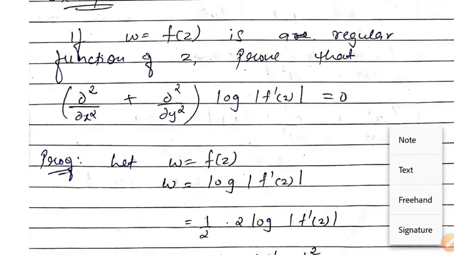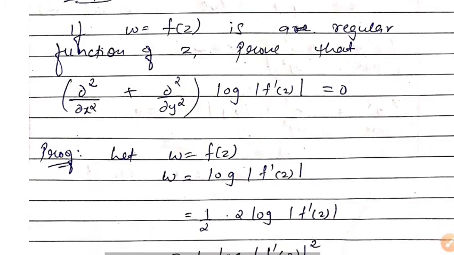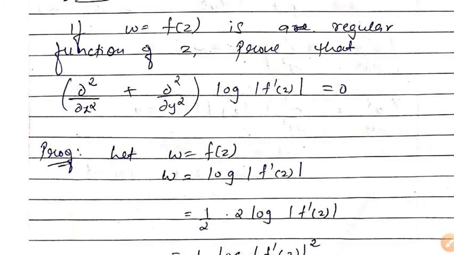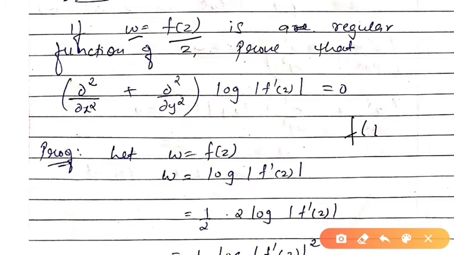Now we will move towards one different example, or you can say proof. There are two proofs which are important from the examination point of view. See, our function here given is w equal to f of z, a regular function of z. That means you can write f of z equal to u plus iv, right?